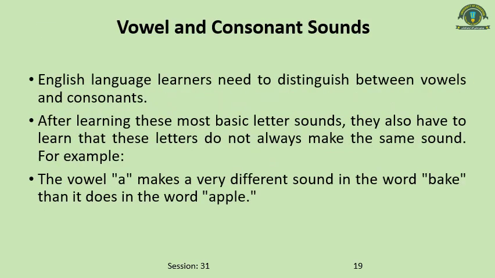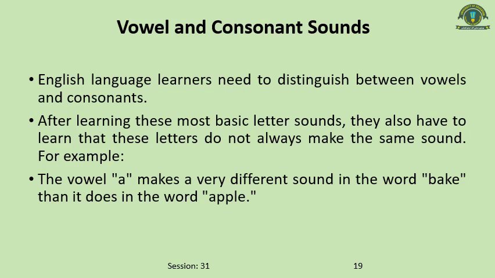What else do English language learners need to know and consider? Remember, they need to distinguish between vowels and consonants. By this time, I'm sure that all of you know the difference between a consonant and a vowel. You know the classification of consonants and you know the types of vowels: the front vowel, the central vowel, the back vowel. The second thing, after learning these most basic letter sounds, is that these letters do not always make the same sound.